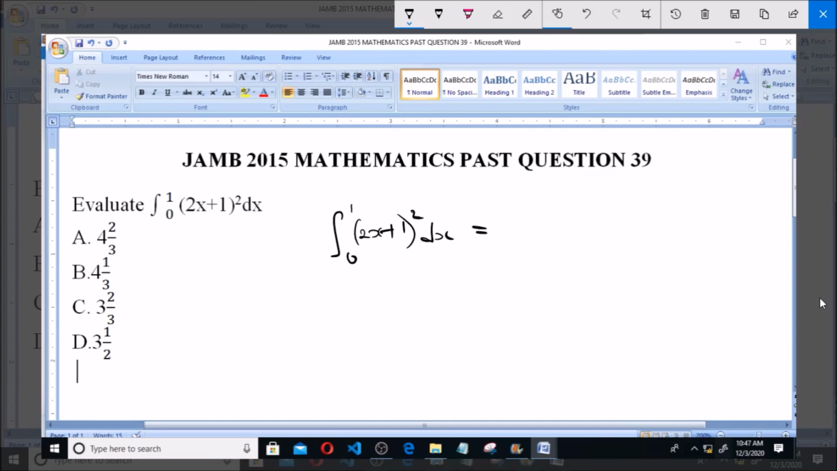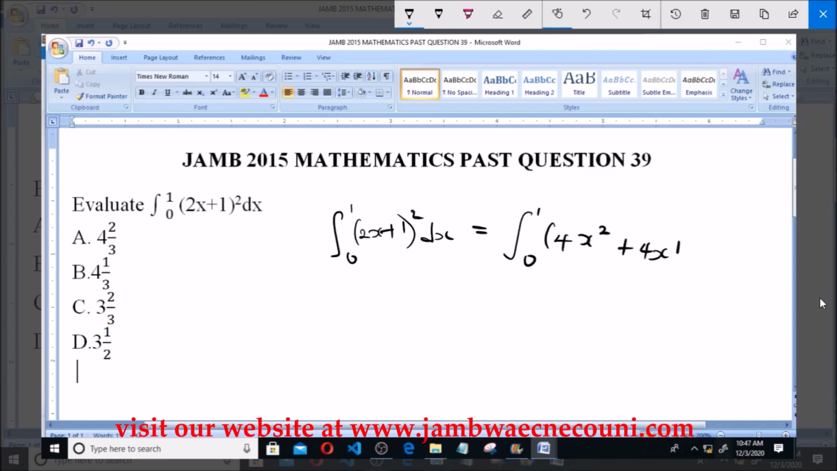Now this is equal to the integral from 0 to 1 of 4x squared plus 4x plus 1 dx. That is, having this square, what we did was just to multiply it through. That's 2x plus 1 into 2x plus 1, and that gave us this.